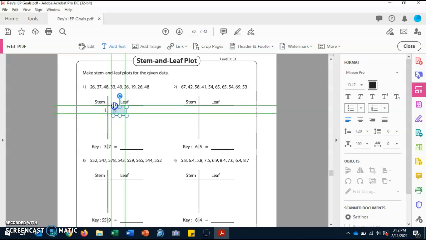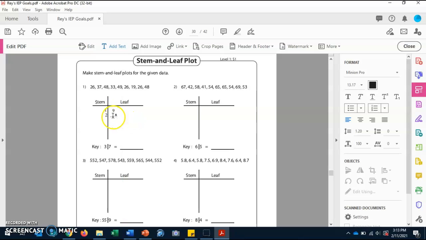Now, do we have any other number that starts with the 1? No, we don't. Good job. So now let's move on to our next number. Our next number would be 2. Do we have numbers that start with 2? Yes, good job. We have 26, 26, and another 26. So here in our stem, are we going to put 2, 2, 2, 2? No, good job. We're only going to put one 2.